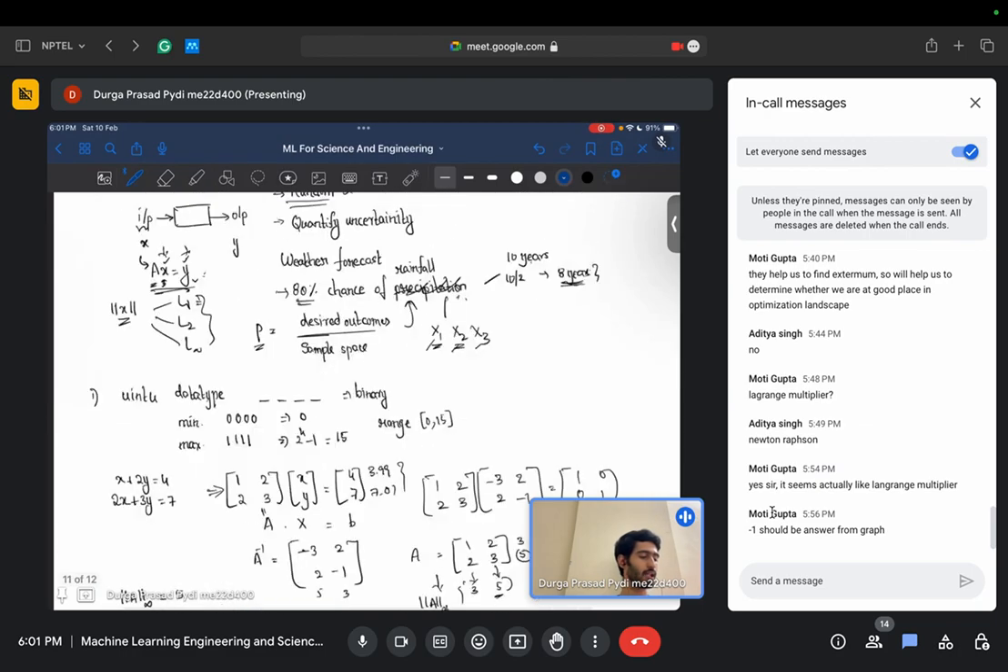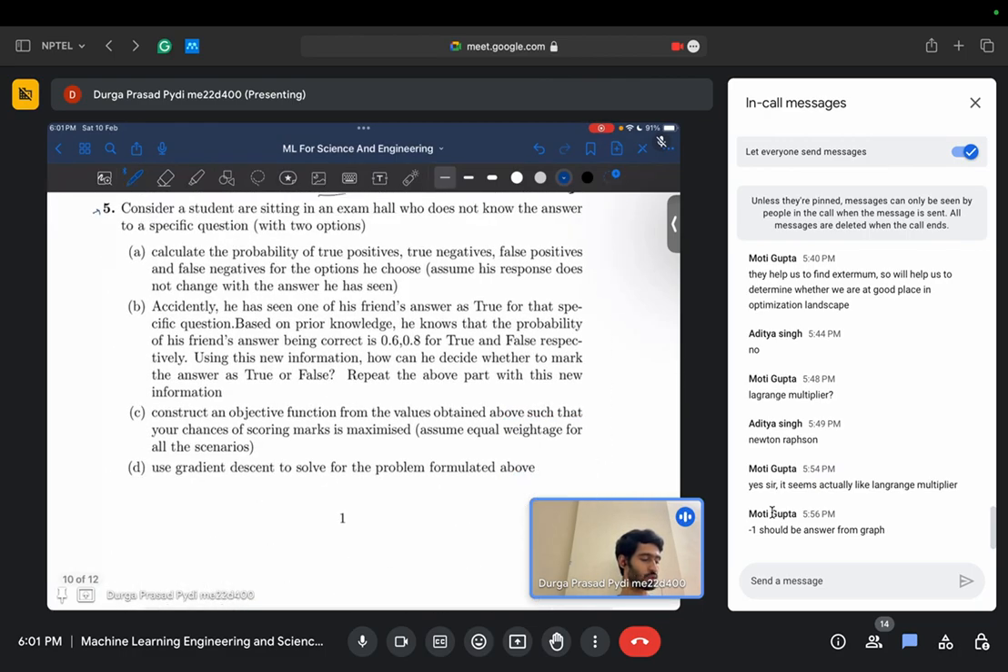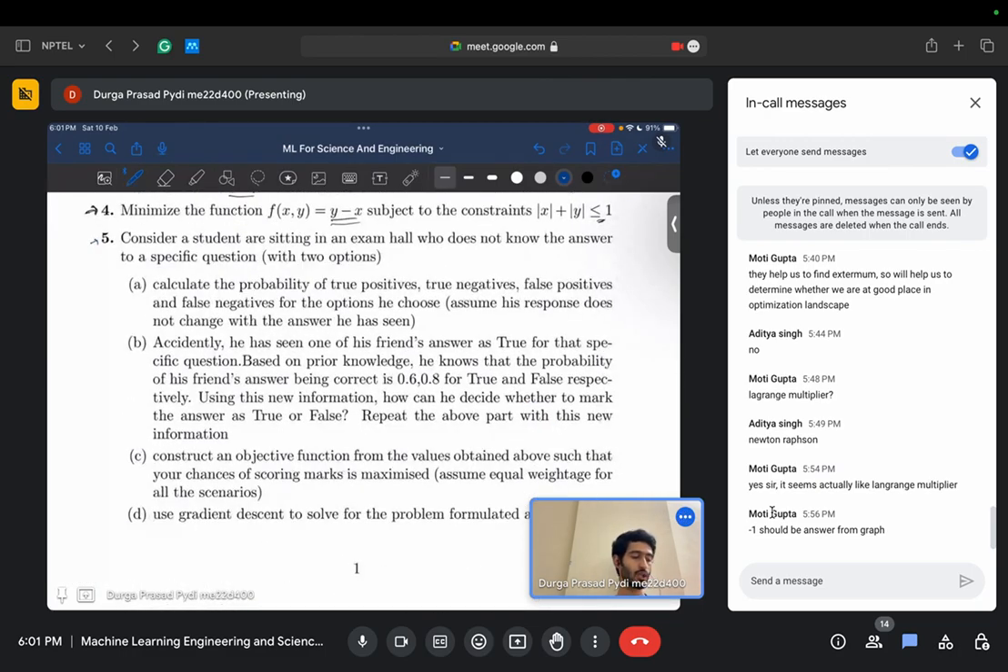Now comes the second part, where I actually want you to solve it yourself. Now that the student has seen one of his friends' answers, that other person has put true for that particular question. Based on his previous knowledge, he knows that the probability of his friend's answer being correct is 0.6 for true and 0.8 for false respectively. Using this new information, how can he decide, after seeing his friend's answer, whether to choose true or false?